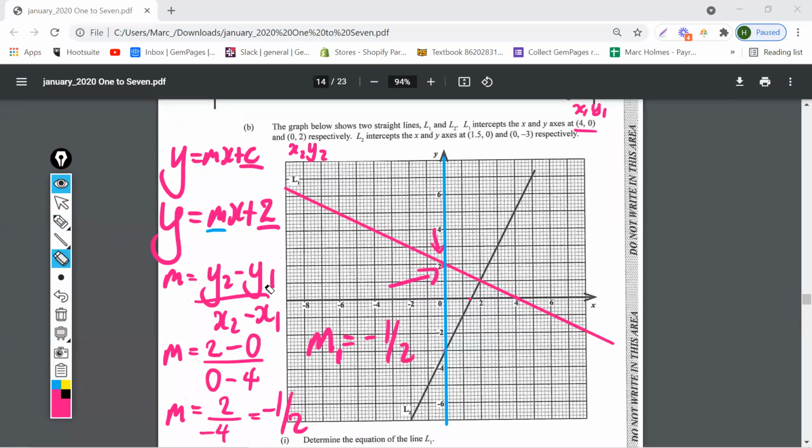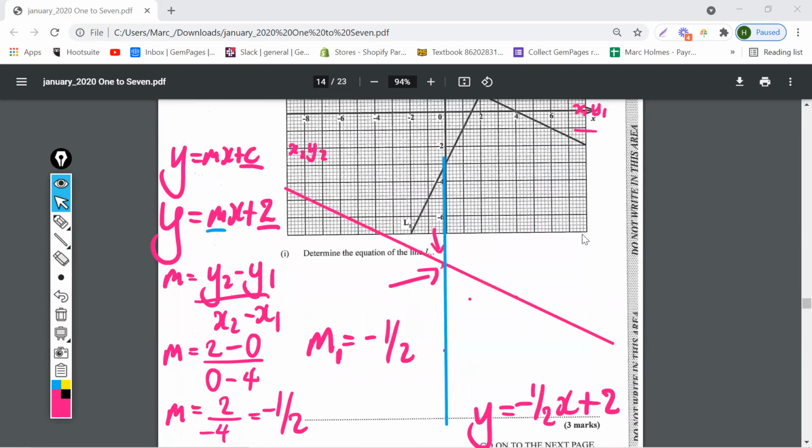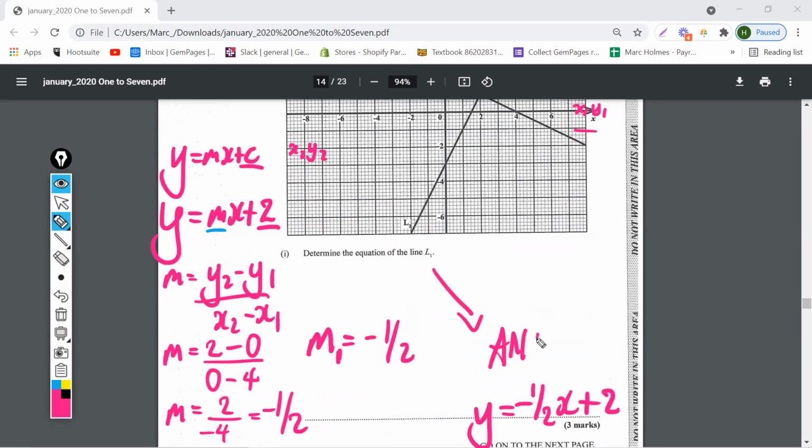So that's it. That's the equation of the line, guys. Y is equal to negative a half x plus 2. And that's the equation of the line for line 1. So that's the answer for this one, guys. Rub this out. This is the answer.